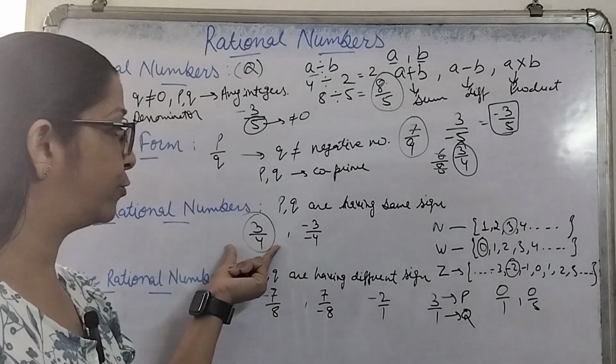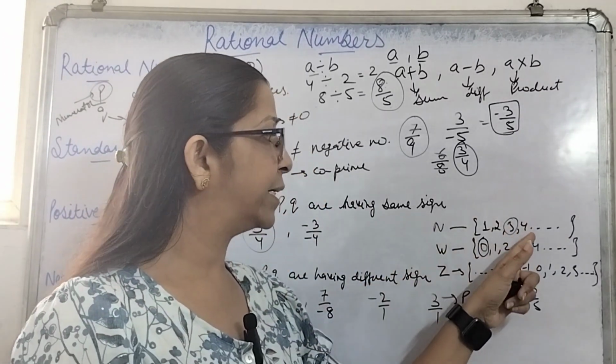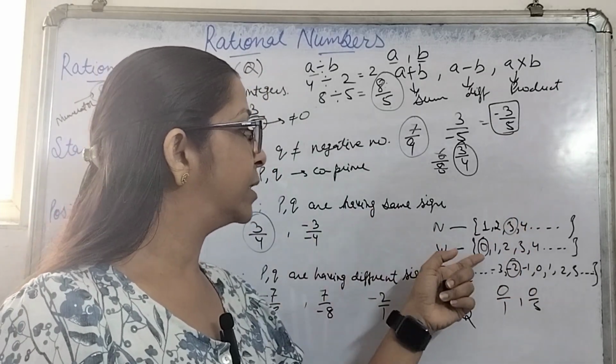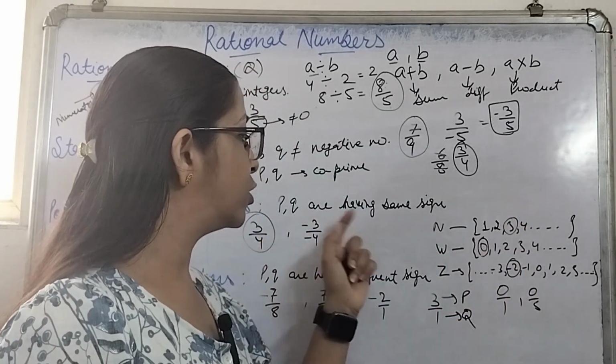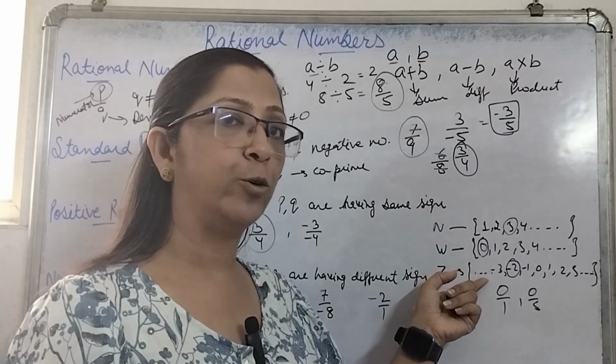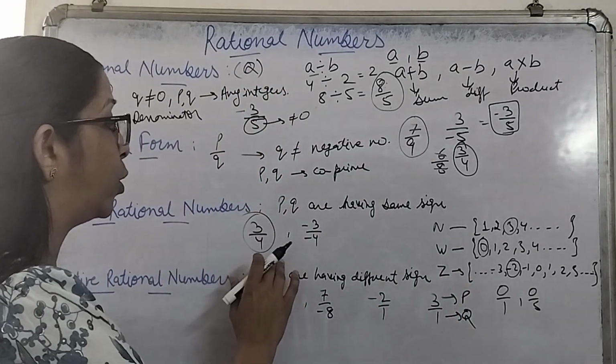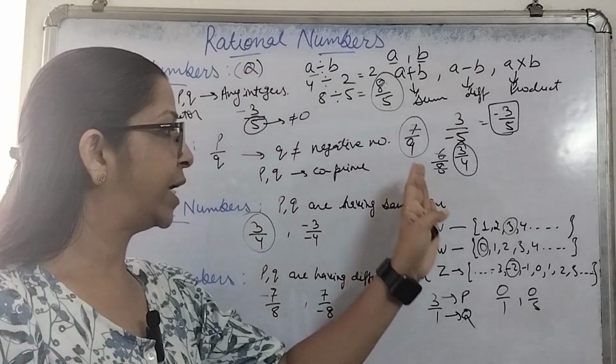But if I am going to say 3 upon 4, 3 upon 4 does not come under the category of natural numbers. It does not come under the category of whole numbers also, and it does not come under the category of integers also. That's the reason we say that all the rational numbers are not natural numbers, whole numbers, or integers.